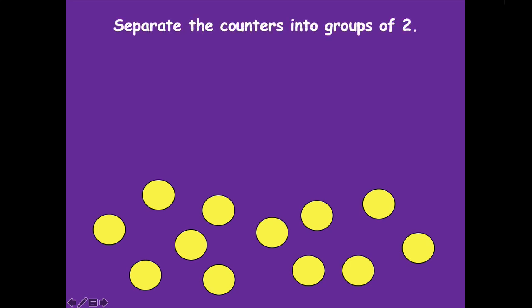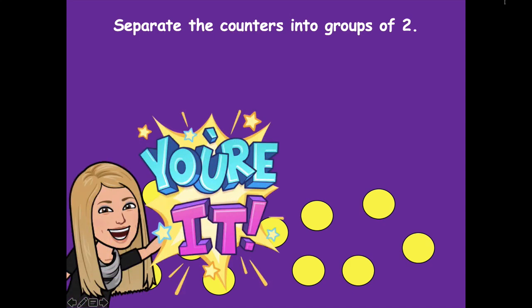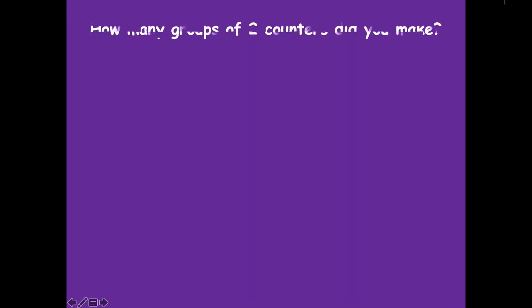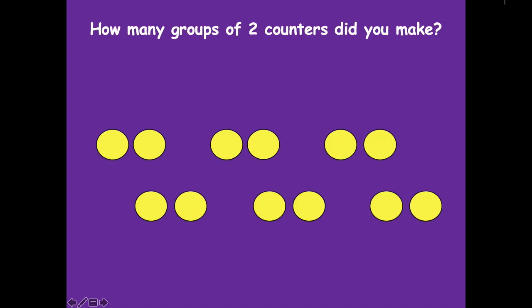So separate the counters into groups of 2. So pause the video, take your 12 counters and put them in groups of 2, and then click play when you're ready for the next step. All right, pause if you need more time. All right, so how many groups of 2 counters did you make?